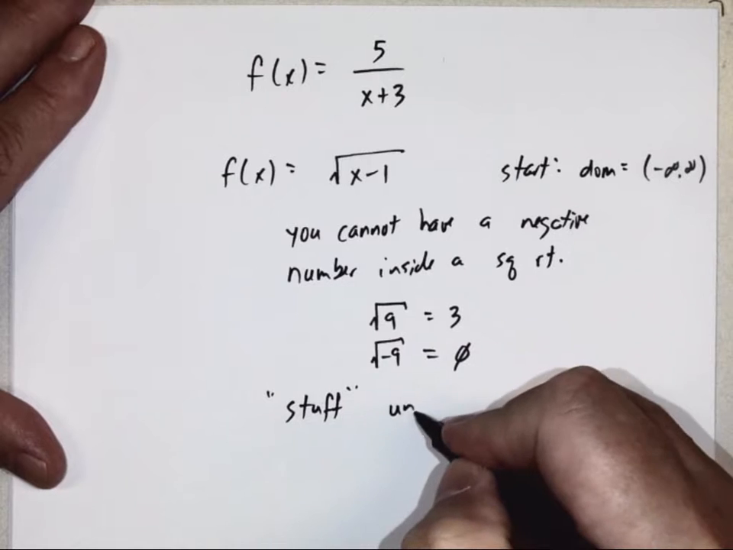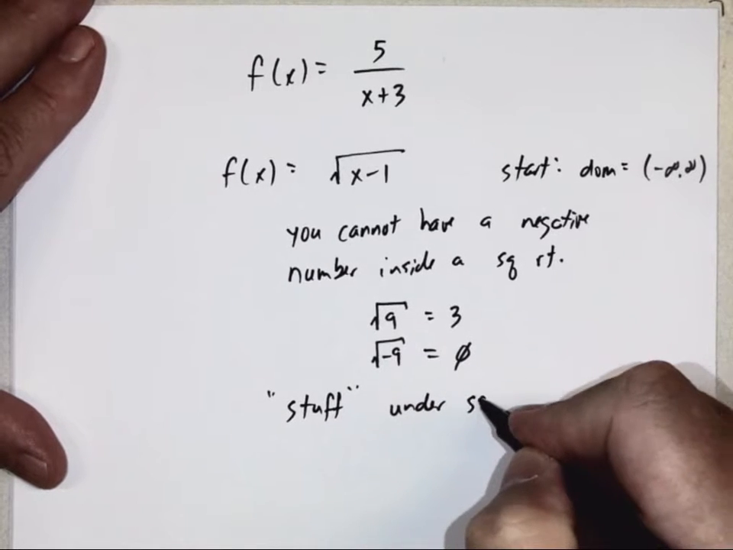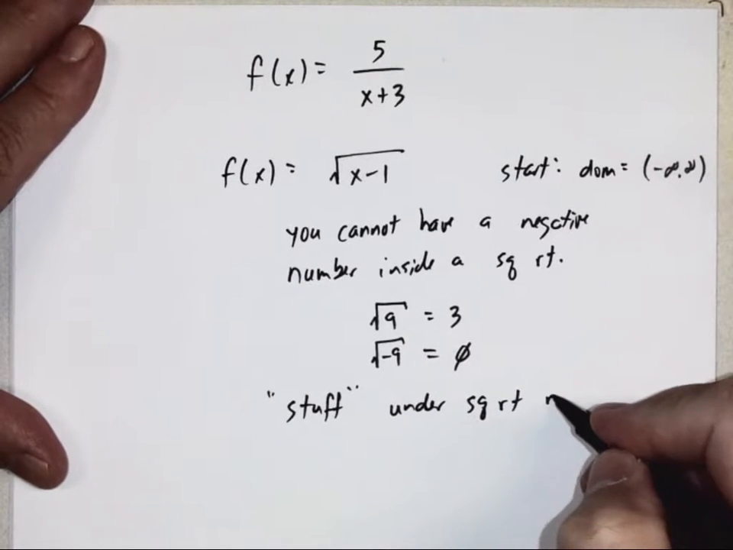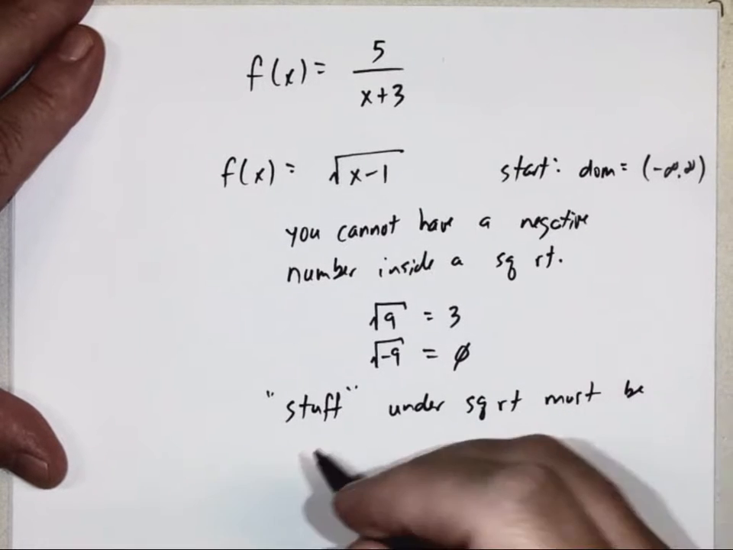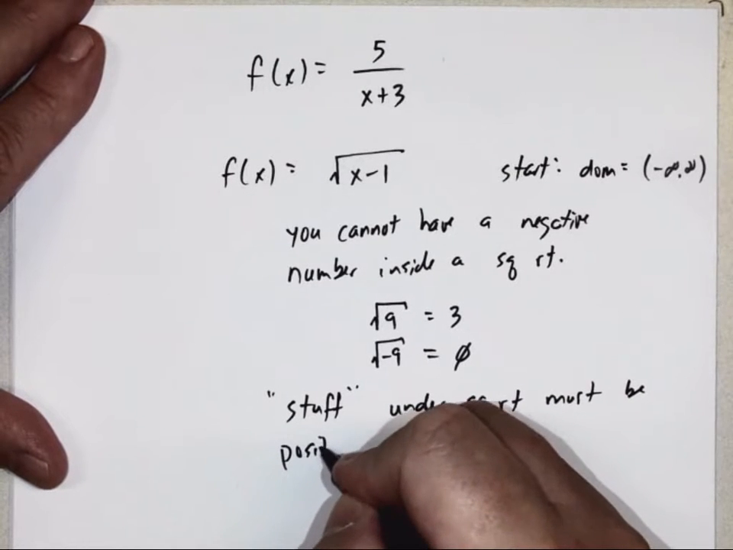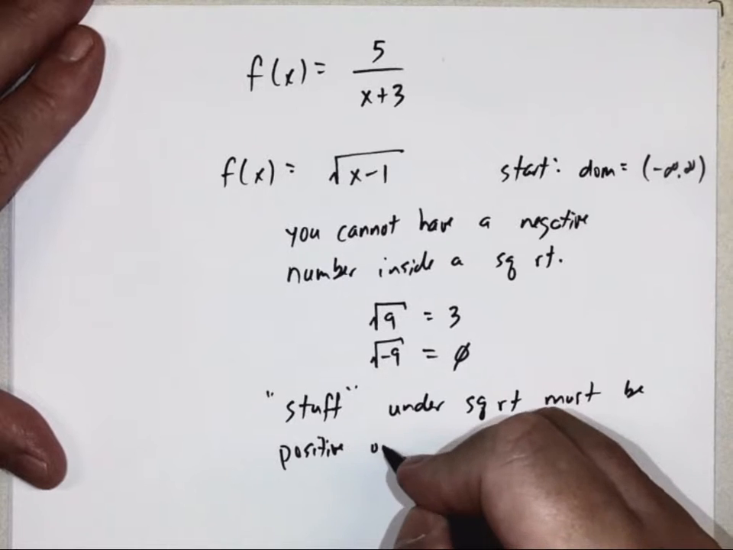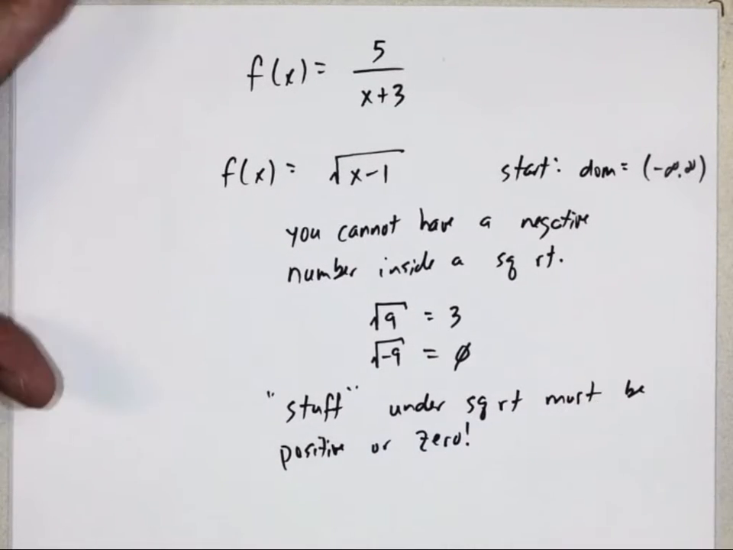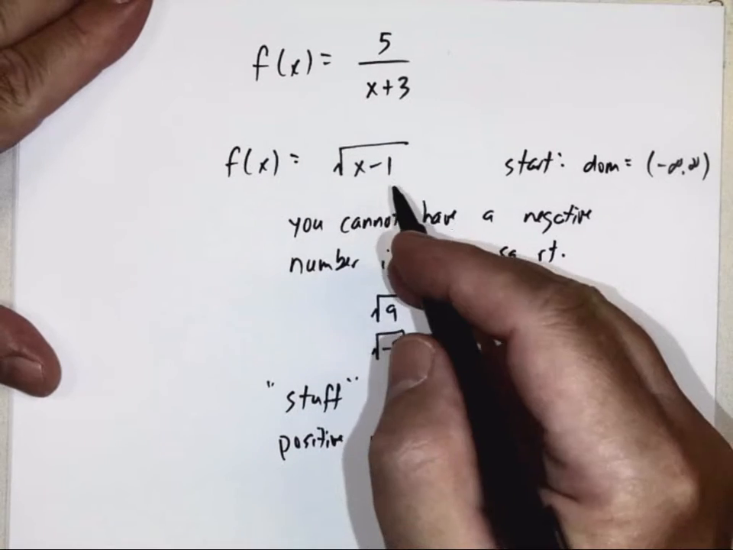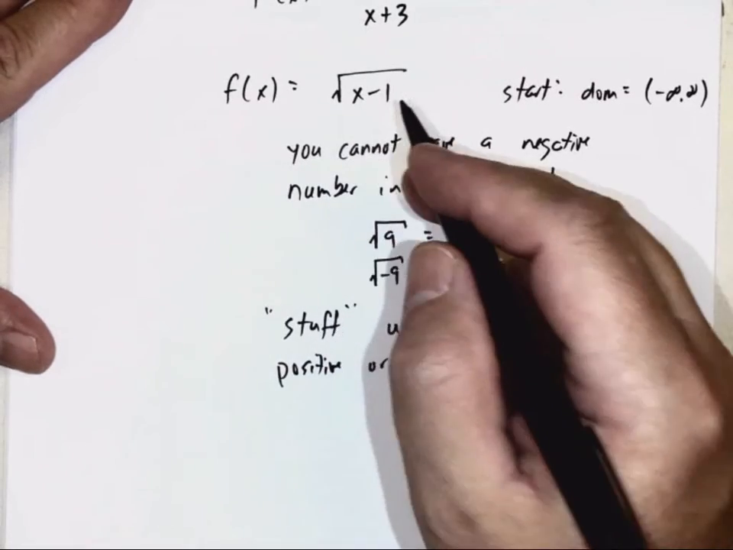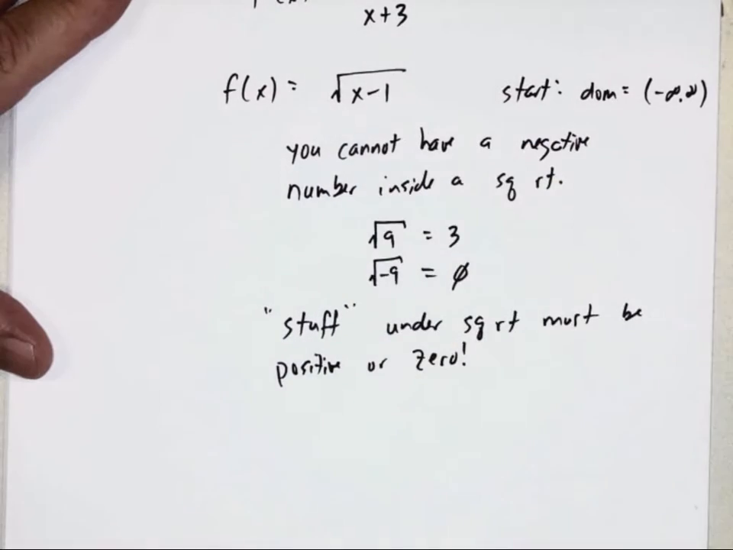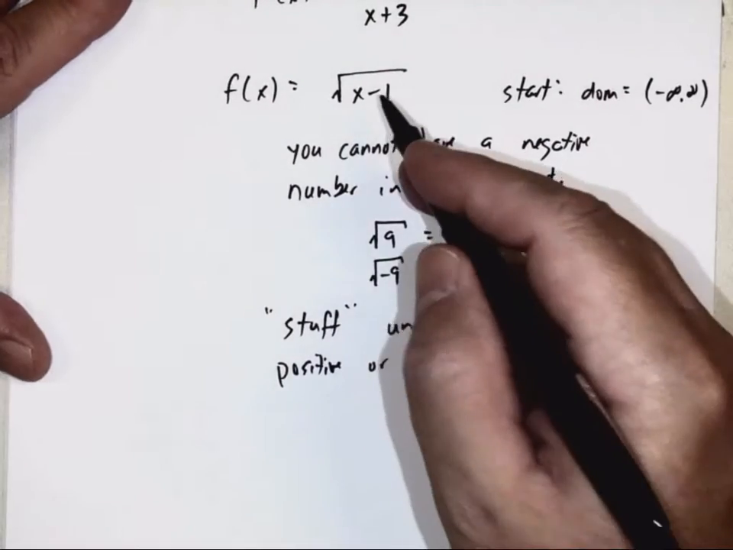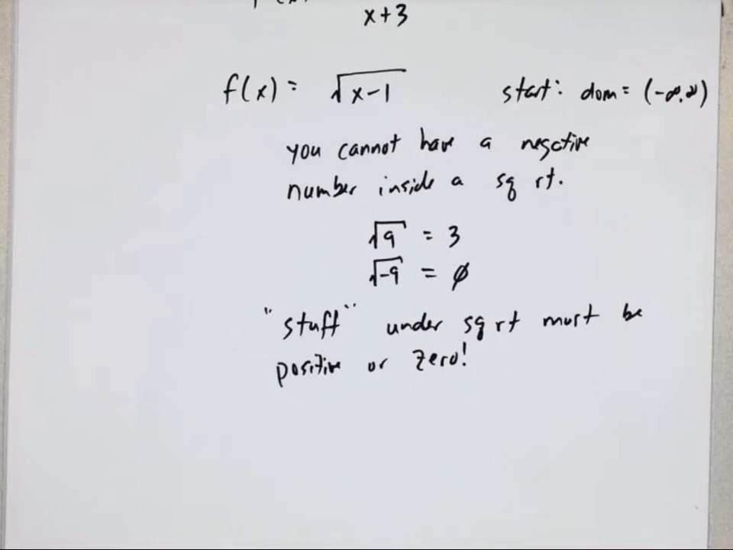The stuff under the square root must be positive, or it's okay if it's 0. But it has to be a positive number or 0. So for this example here, how do I determine which x's don't break that rule?